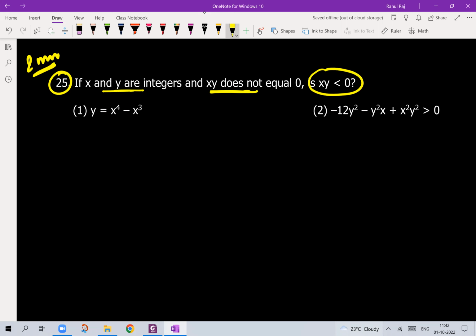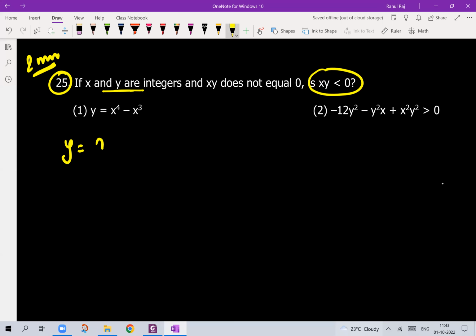So x and y are integers, pretty simple information given to us. xy does not equal 0. What does this mean? It means neither x is 0 nor y is 0. This is the simple information that is given to you. And now they're asking you, is xy less than 0? It means, are x and y of opposite sign or not? Simple logic.